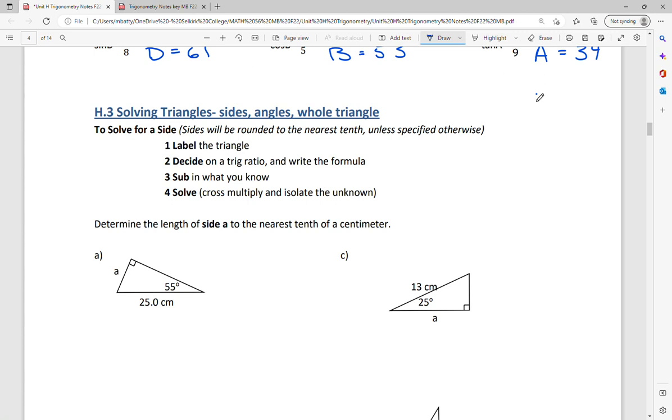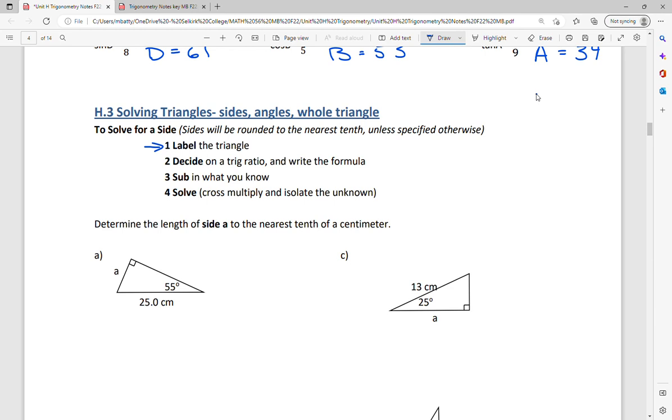So now that we have our calculators squared away and we've been introduced to the SOHCAHTOA ratios, we're ready to move on to solving triangles: both sides, angles, and then the whole triangle. So I always start out with labeling the triangle. Doesn't matter what I'm doing with it, I label it up. I always start with the hypotenuse, but label the sides that I care about.